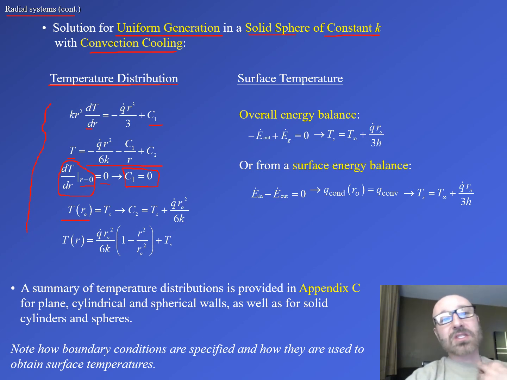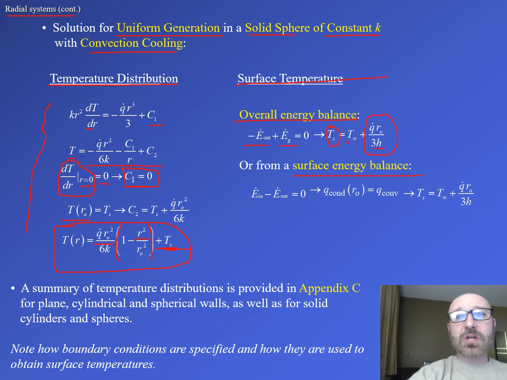Keep going through this, derive it, and we end up with this relationship at the bottom, where T of r is equal to Q dot times r naught squared all over 6k, times 1 minus the ratio r squared over r naught squared, plus our surface temperature T_s. How do we get this surface temperature? There are two different ways. We could use our overall energy balance, negative E dot out plus E dot G equal to 0. We can solve that T_s is equal to T infinity plus Q dot times r naught over 3h.